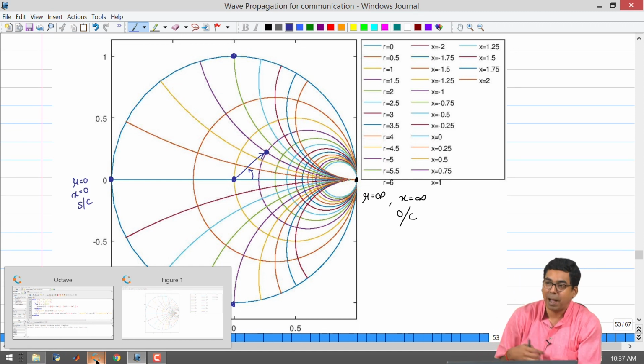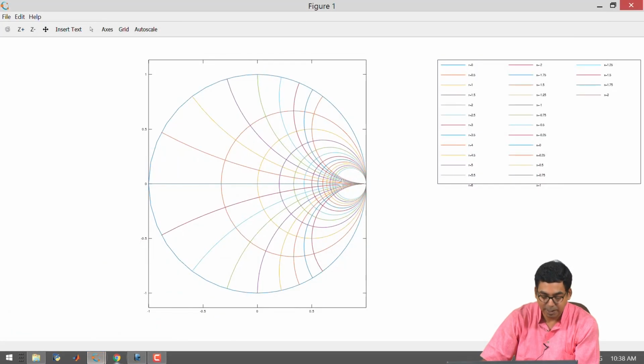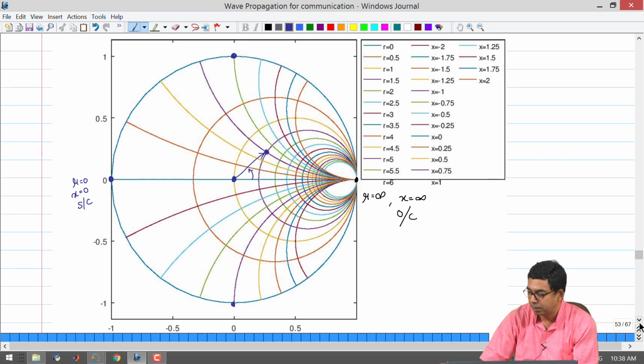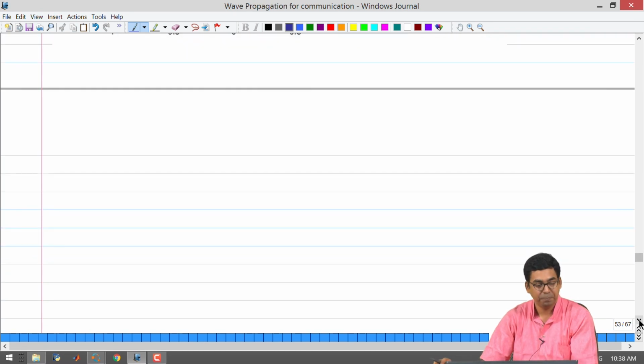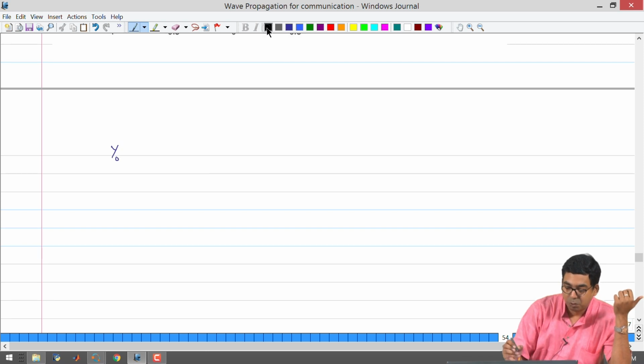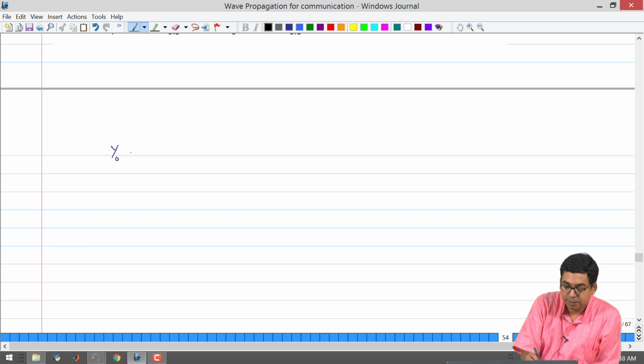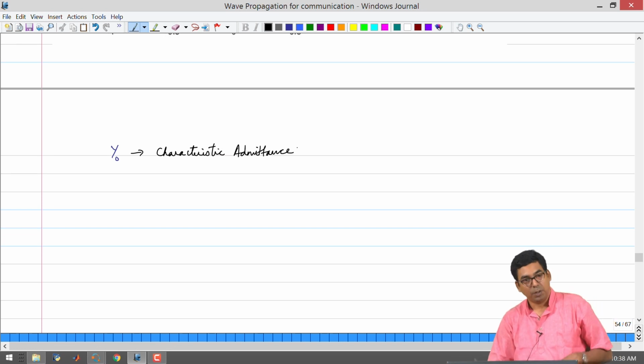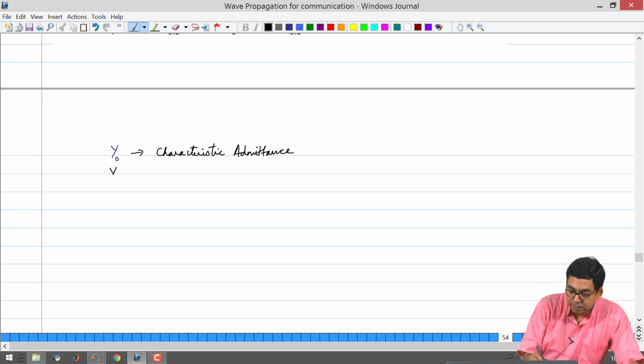When you connect something in parallel, it is easier to deal with admittances. So, one could also do the same for admittances, but are there going to be any significant differences? Let us have a look at that once again. If I say that my characteristic admittance is Y naught, instead of Z naught I am having Y naught, this is the characteristic admittance, and suppose the load admittance is given as YL.